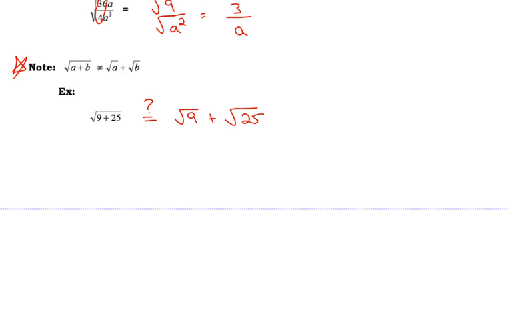So I'm going to add the 9 and 25 together, and I'll get the square root of 34. If I put the square root of 34 in my calculator, I'm going to get approximately 5.8. Now, if I do the radicals separately, the square root of 9 is 3, and the square root of 25 is 5, and 3 plus 5 is 8. And these things are clearly not the same. So again, you cannot break apart the radicals if there's a plus or a minus sign underneath the square root.